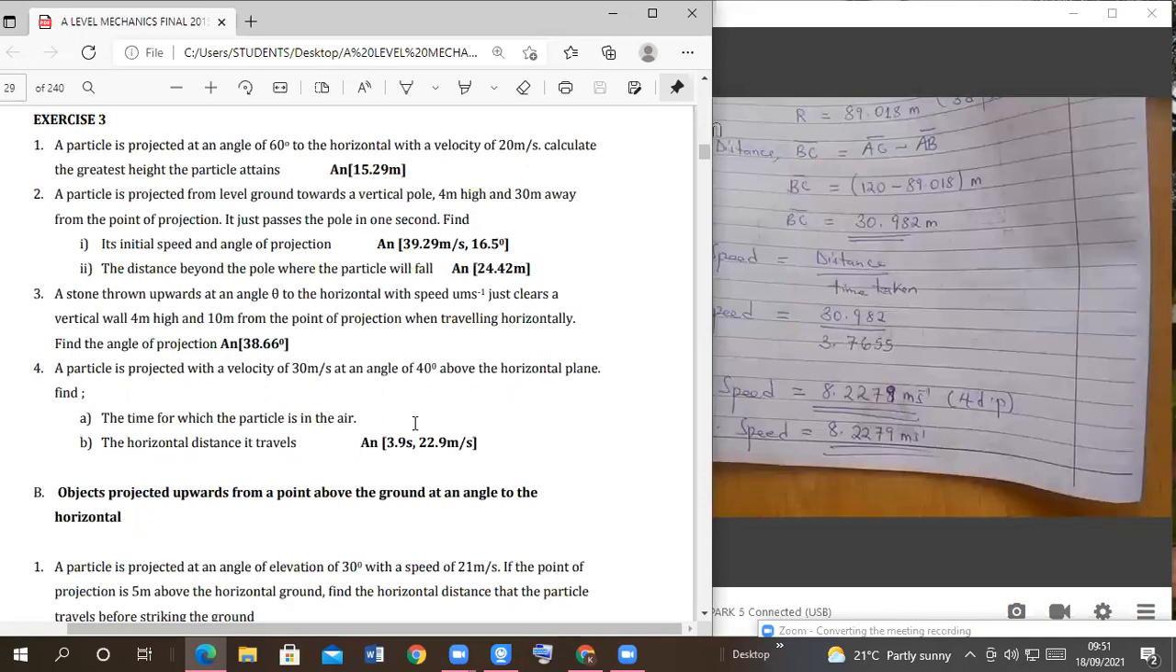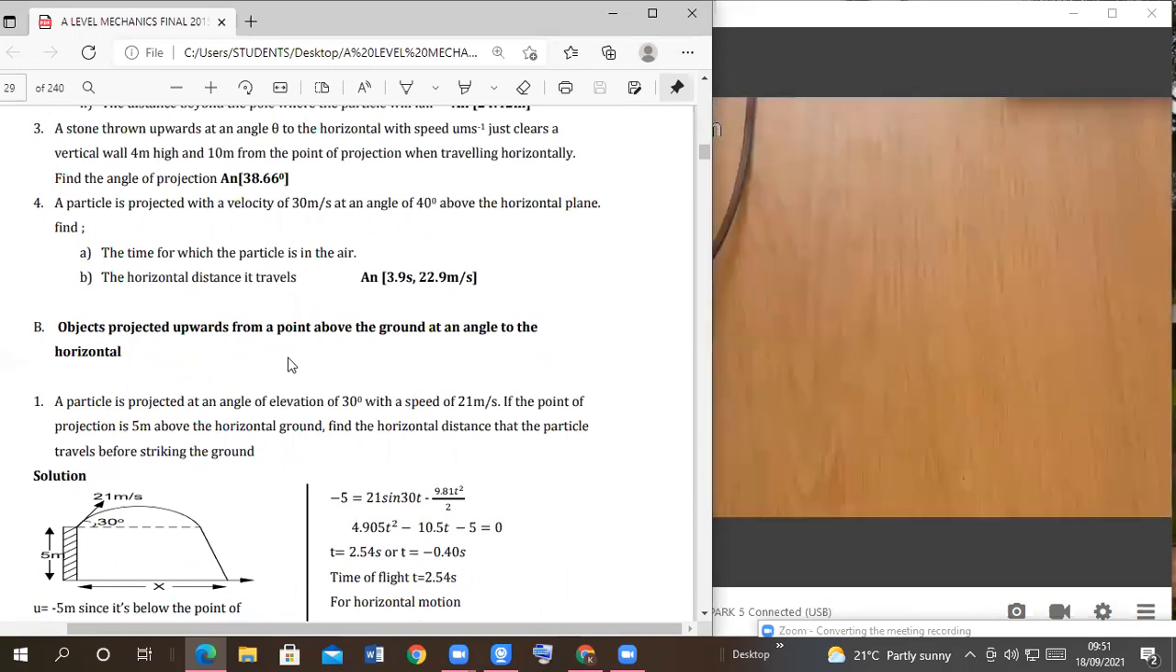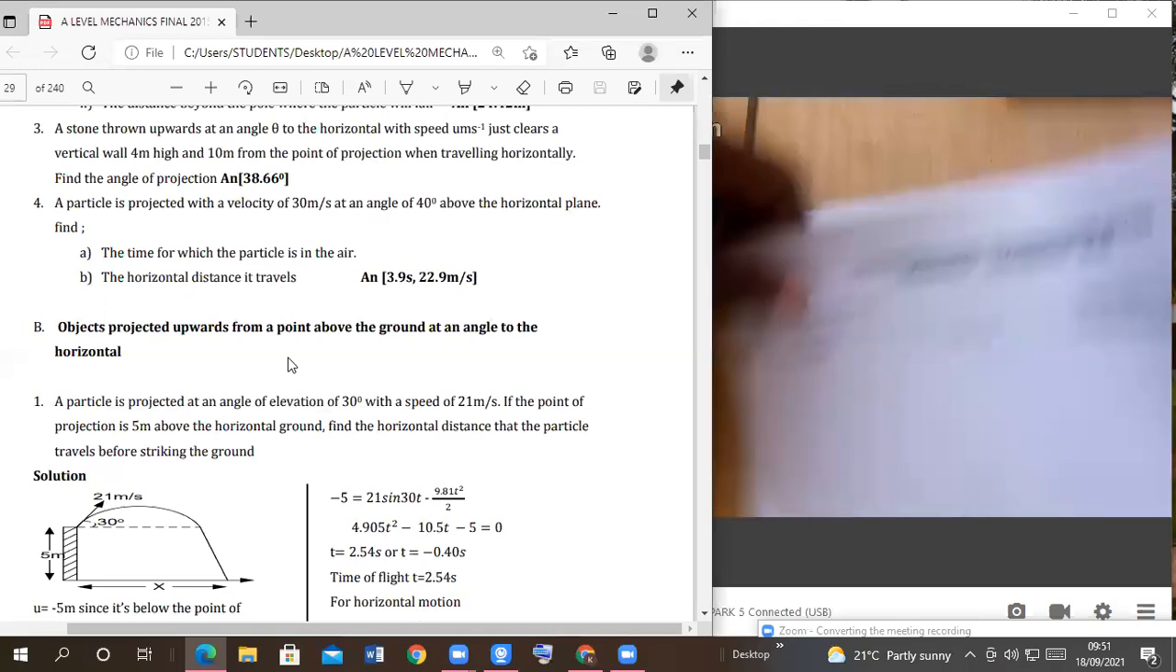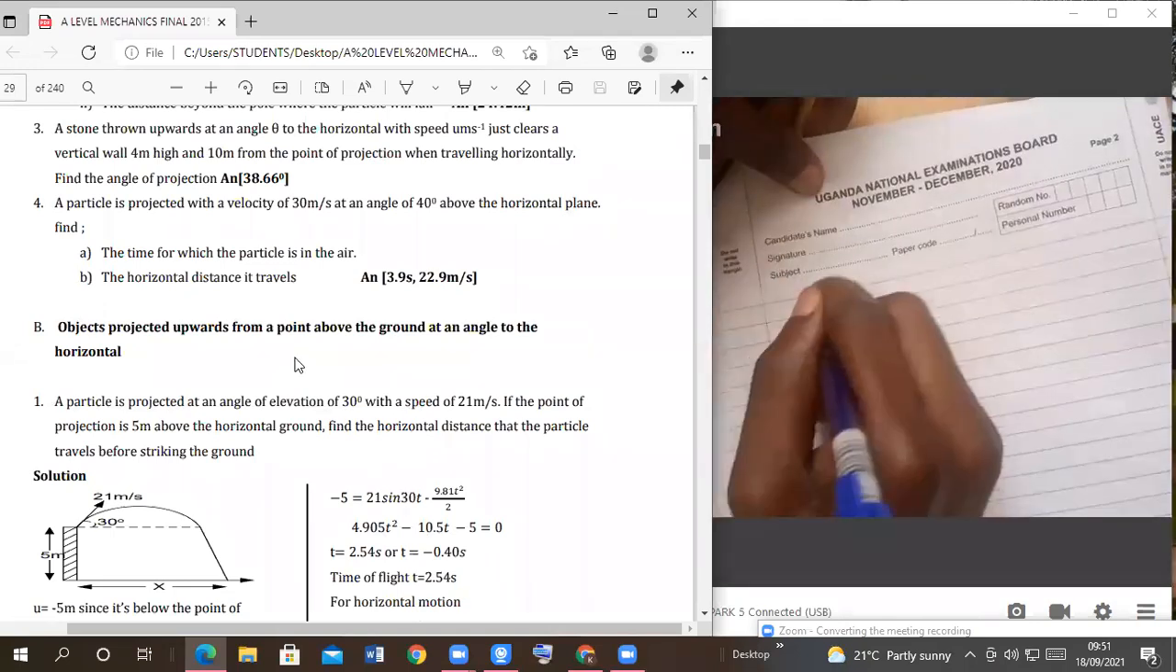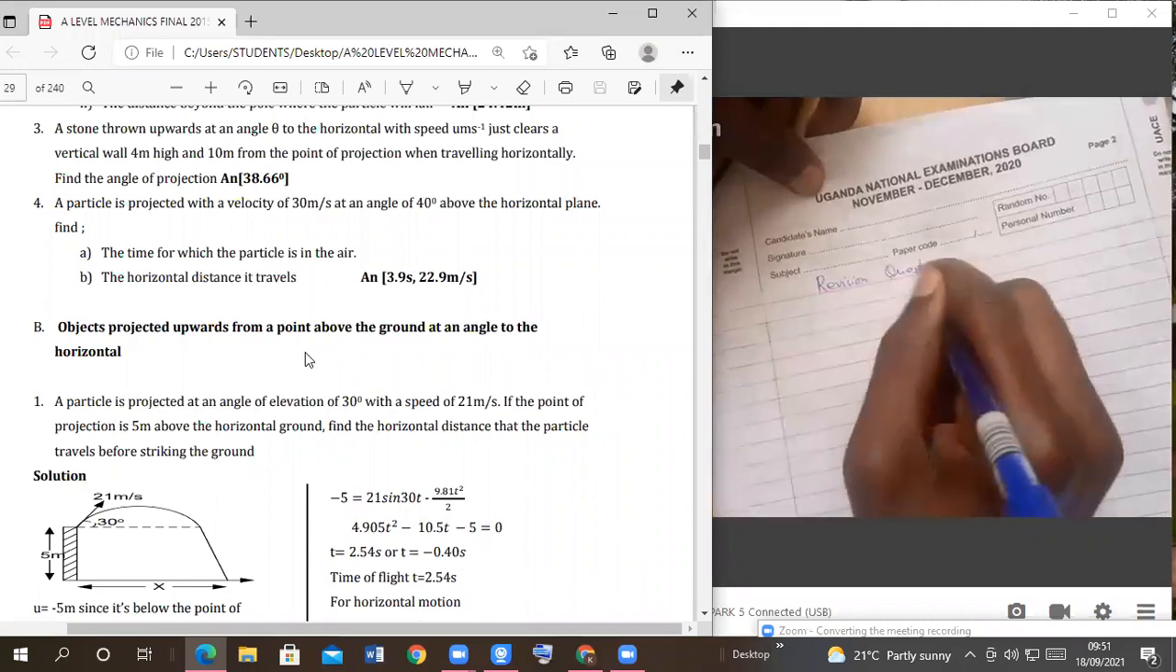By the way, we are through with projectile, but the only thing we are left with is just calculations now. Just doing as many examples as possible. So now we have seen when the object is projected from the ground. Now let's see when the object is projected from a given point. Let me leave you with one question that you can work on. Revision question.